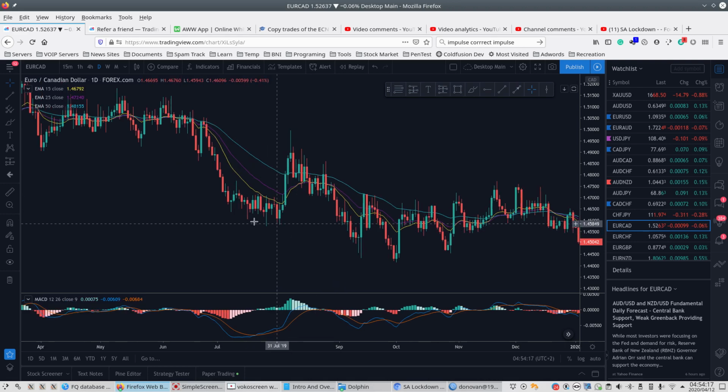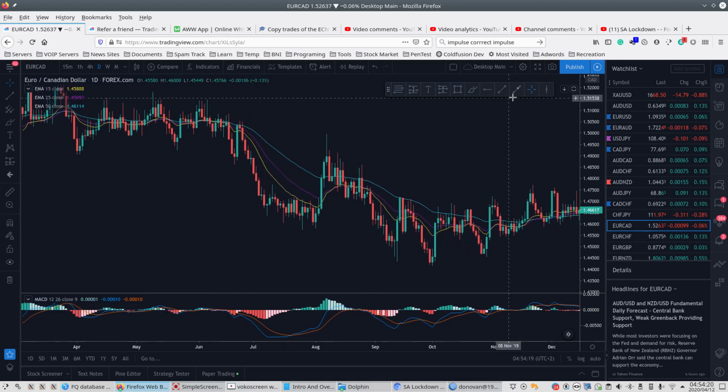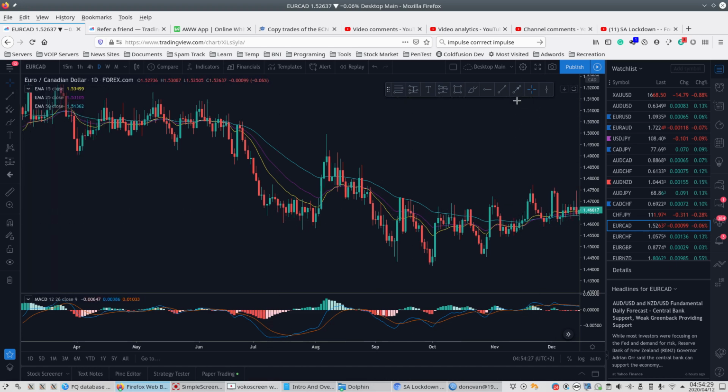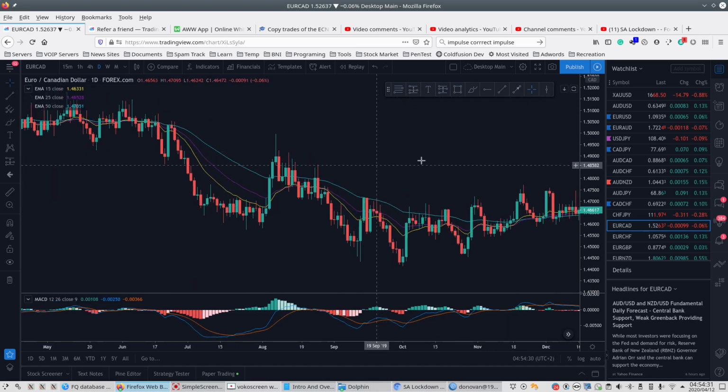So let's start off with trend lines and how to draw a trend line. There's a tool, so find it somewhere in here. Trend line, you can see I even have it in my favorites. And with this, I am now going to draw a trend line.